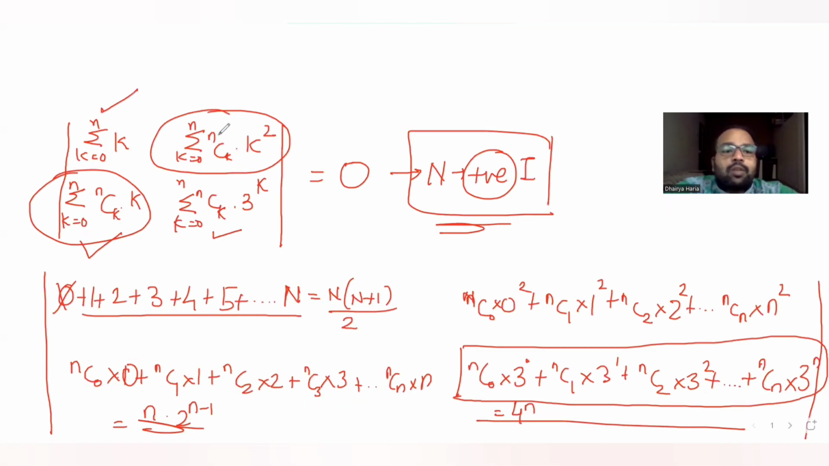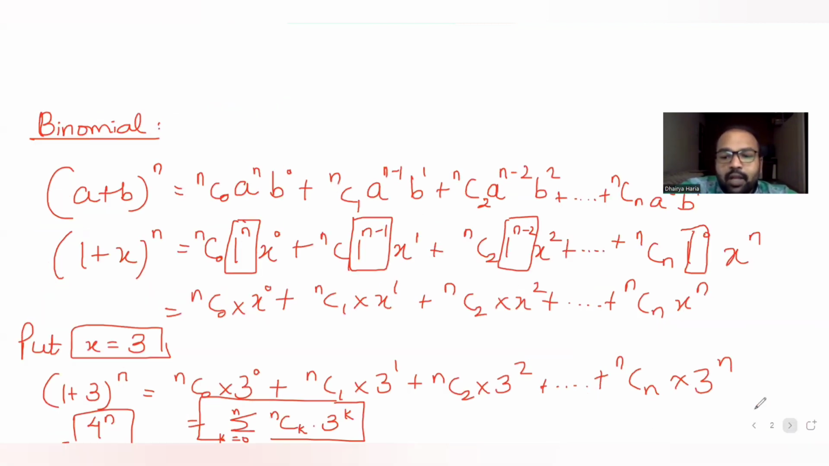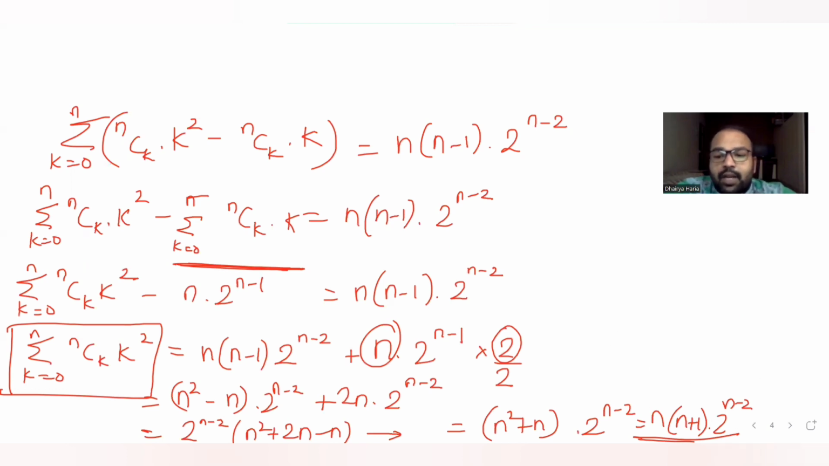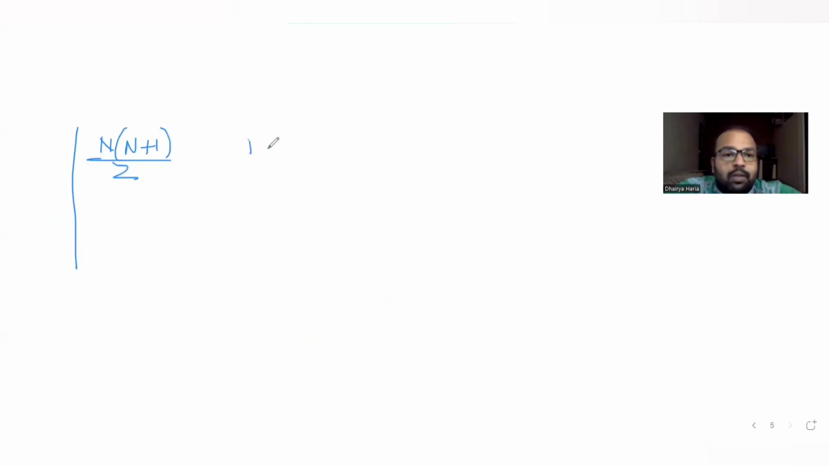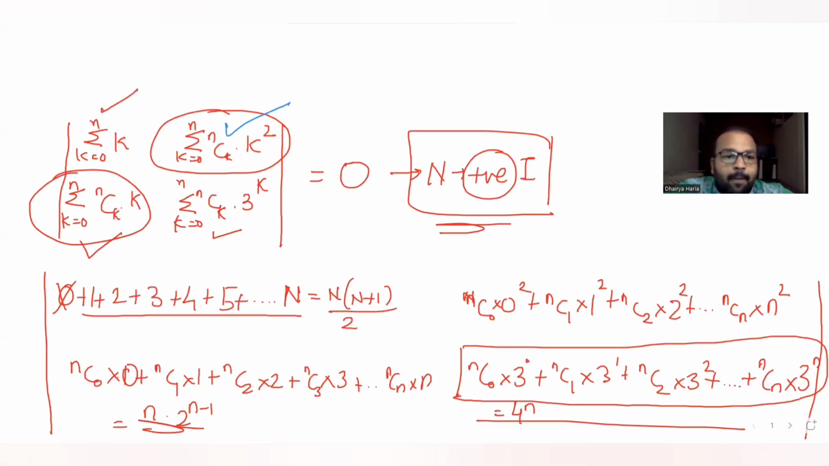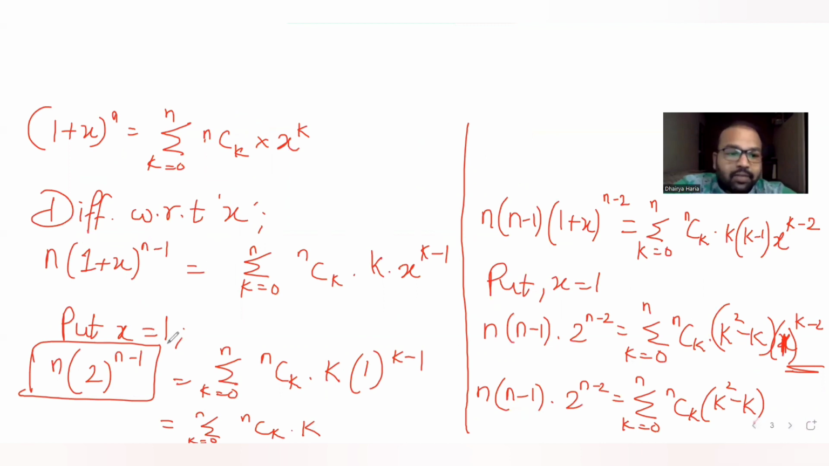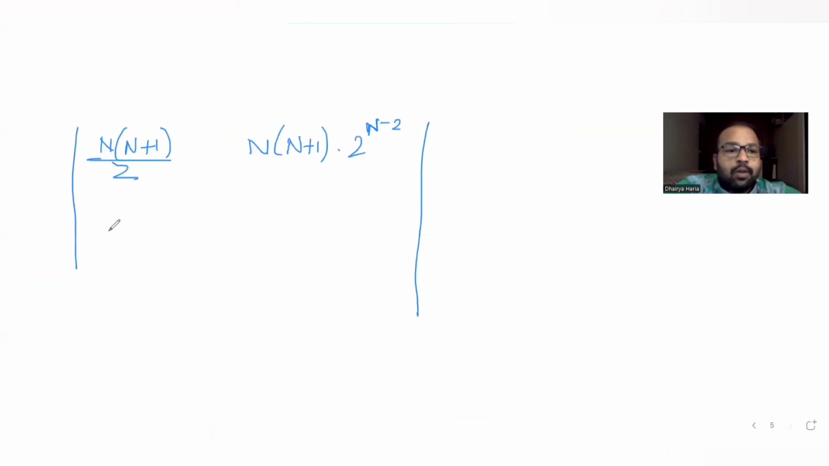The second term I had was summation of nCk into k square. This we have just got. It was n into n plus 1 into 2 raised to n minus 2. The third term was summation of k equals to 0 to n nCk into k. We already solved for that as well. Summation of k equals to 0 to n nCk into k was n into 2 raised to n minus 1. So it is n into 2 raised to n minus 1.